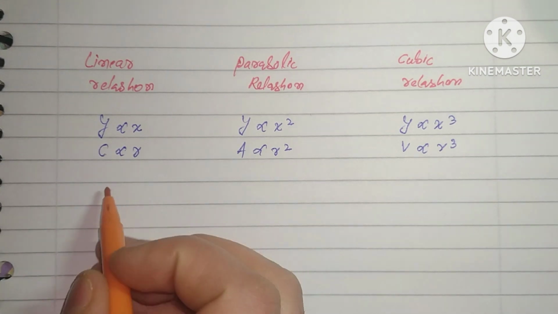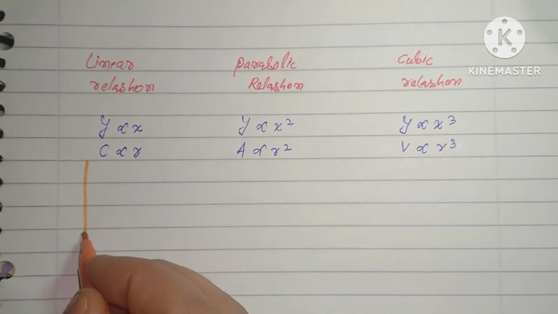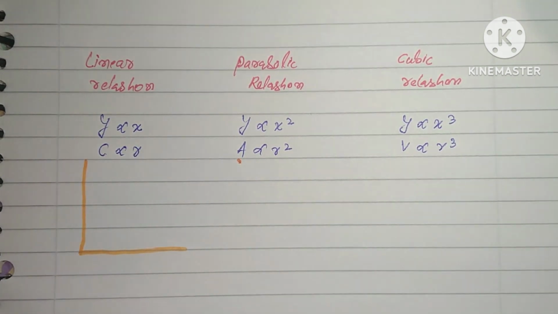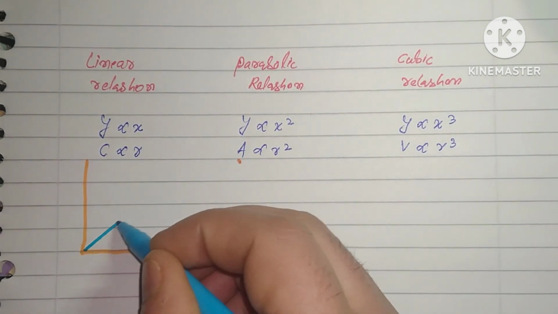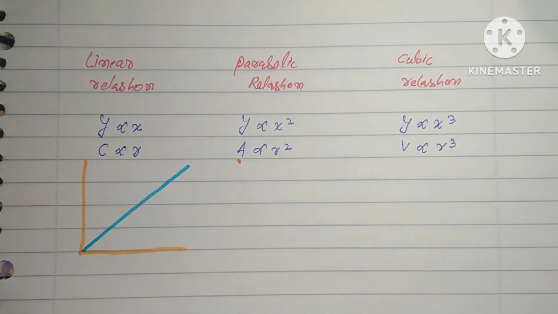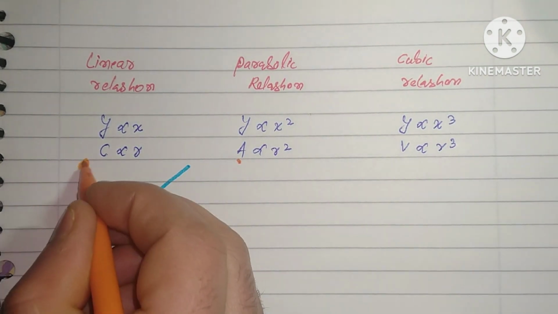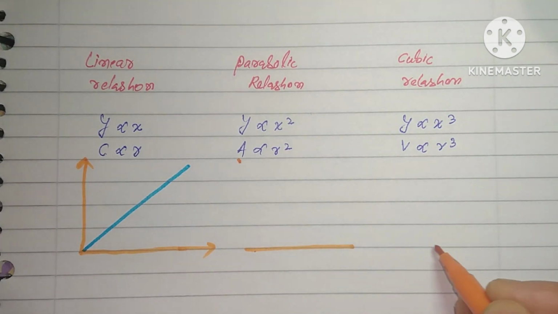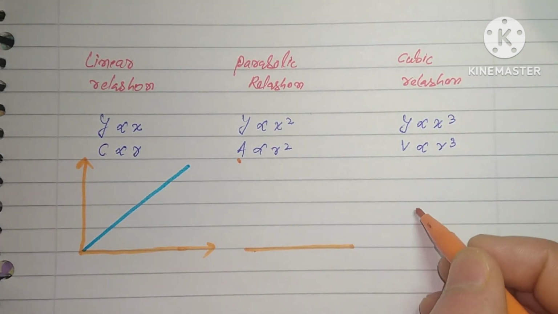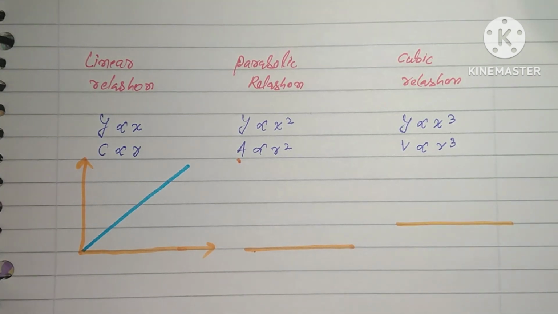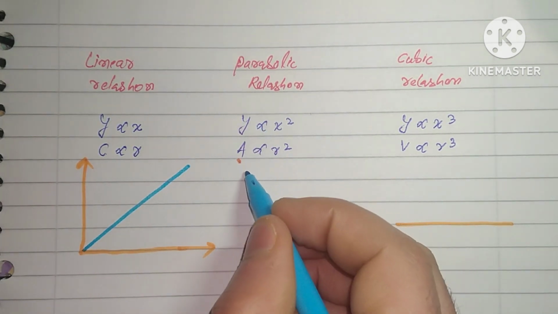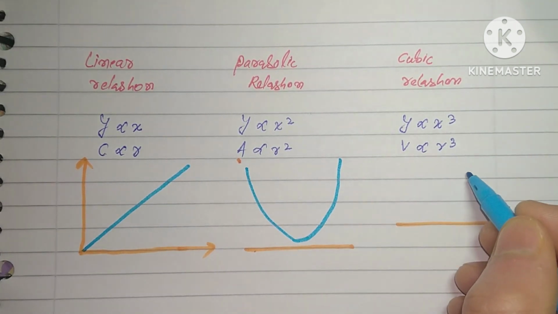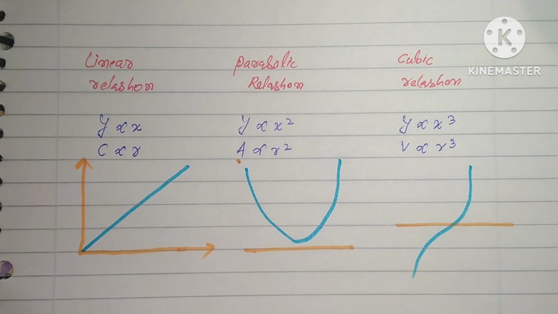Now understand them graphically. If we draw the graph of linear relation, it will be like this. It will be parabolic and it will be cubic. The parabolic graph is like this, and the cubic graph is like this.